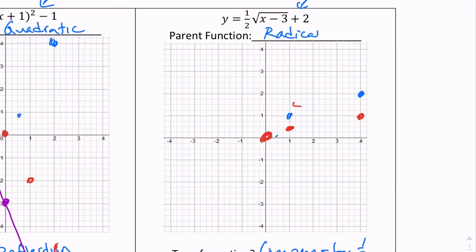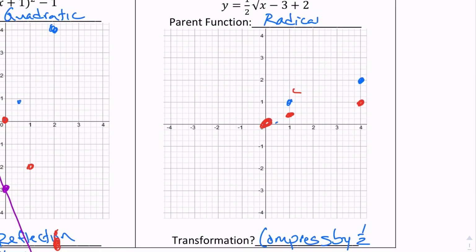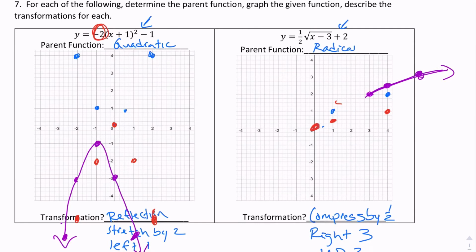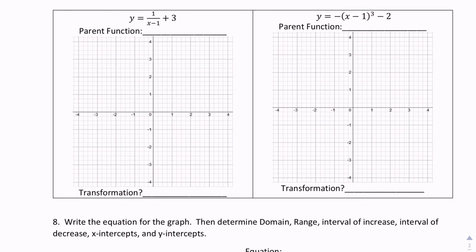And now we're going to move these right 3 and up 2. So right 3, up 2. Right 3, up 2. Right 3, up 2 ends up off the graph. And there's our radical graph. Okay. Rewatch these and pause them as necessary so that you can get them. Maybe you watch it all the way through once, and then you try it on your own, then you rewatch it. Let's keep going. We've got 2 more.